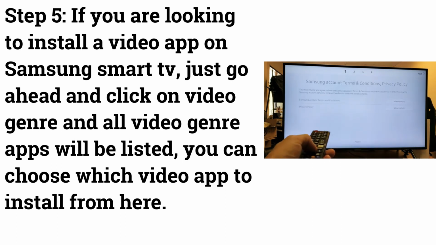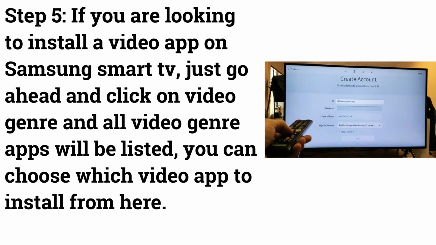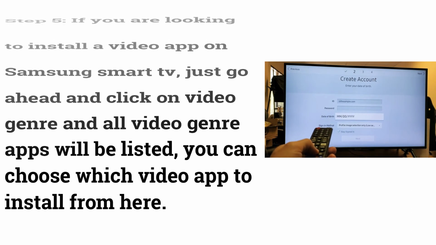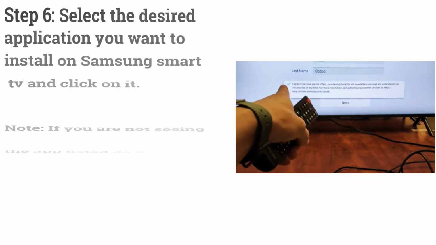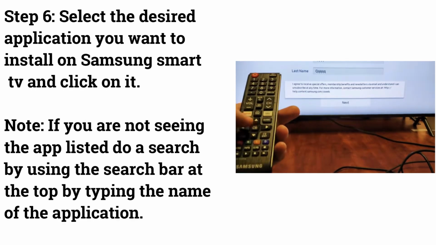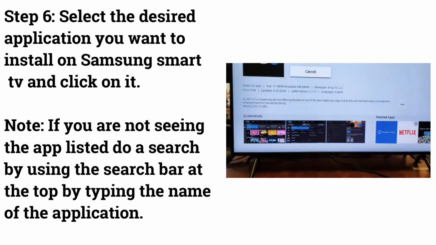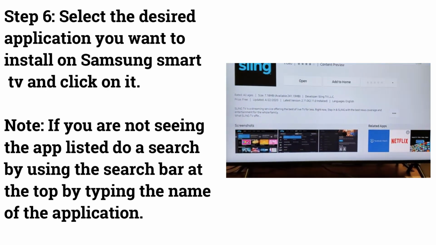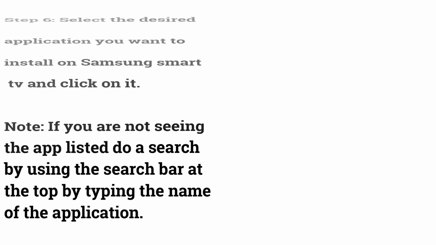Step 5. If you are looking to install a video app on Samsung Smart TV, just go ahead and click on the video genre and all video genre apps will be listed. You can choose which video app to install from here. Step 6. Select the desired application you want to install on Samsung Smart TV and click on it. Note: if you are not seeing the app listed, do a search by using the search bar at the top by typing the name of the application.